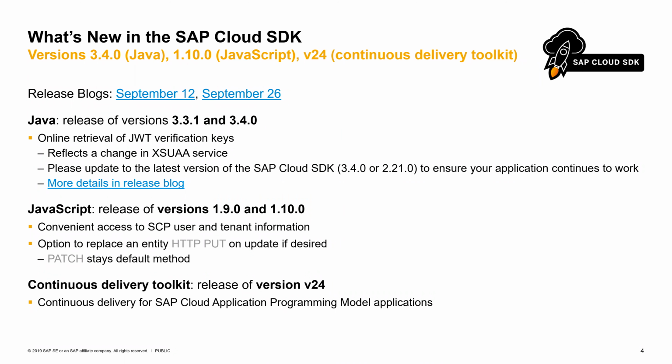And for the continuous delivery toolkit with version 24, we have now officially added support for applications that are based on the SAP Cloud Application Programming Model. I mean, there has been partial support before, but it was incomplete and not official. Now it's integrated in SAP Web IDE, which Daniel will show you in a few minutes. So it's now supported out of the box, and we are quite happy with this change. And this is the main topic for this call today.